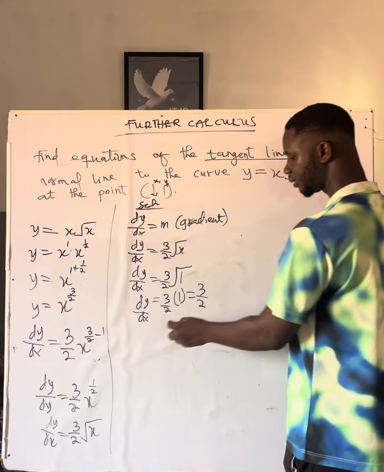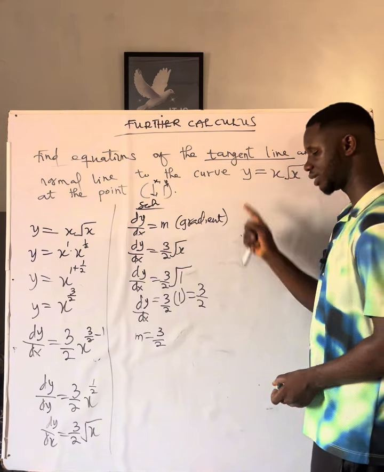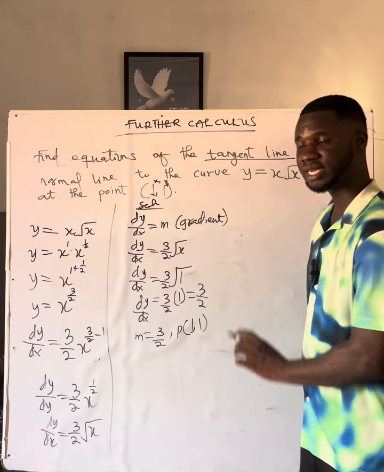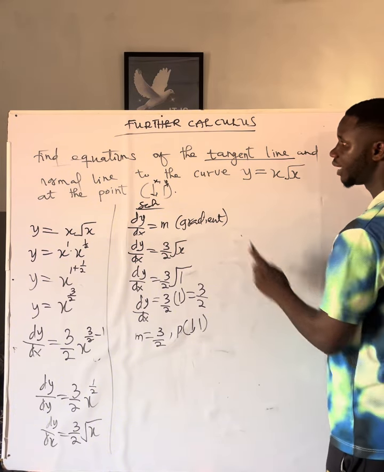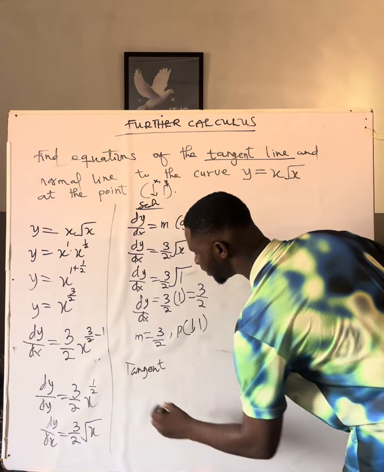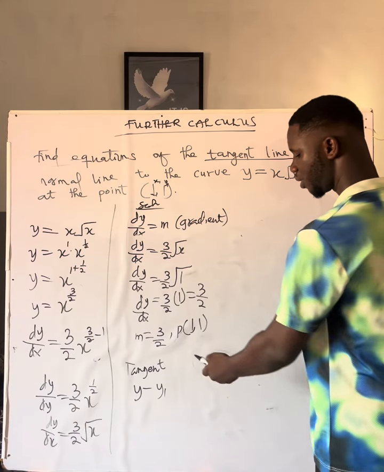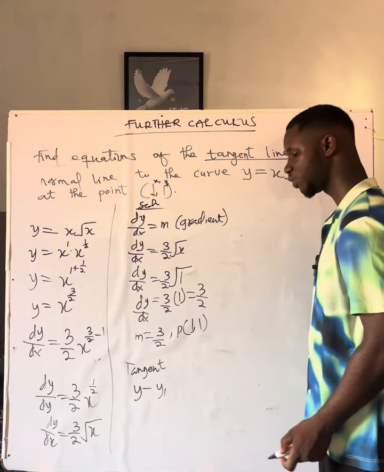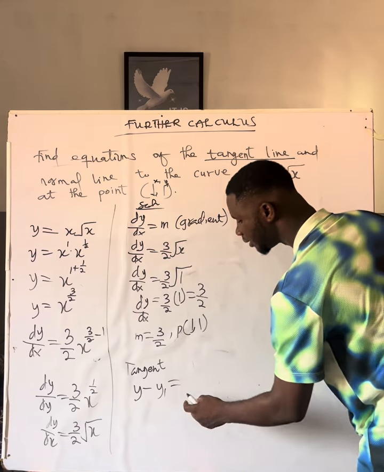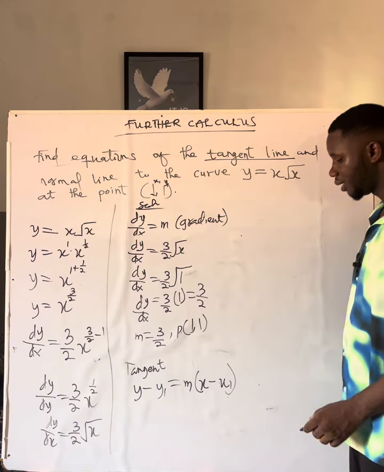So this is our gradient. Now with the gradient, m is equal to 3 on 2, which is the same as the tangent gradient. And then the point on the curve (1, 1), we can find the equation of this line. All right, so the equation of the tangent will be y minus y1. That's from coordinate geometry 1, when you are finding the equation of a line given the gradient and a point. The equation that we use is y minus y1 is equal to m multiplying x minus x1.